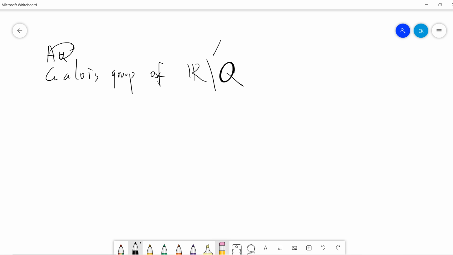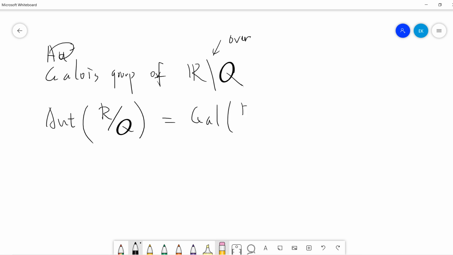So today we are computing the Galois group of the real numbers over Q. People like to write it as R over Q, or Galois group R over Q.